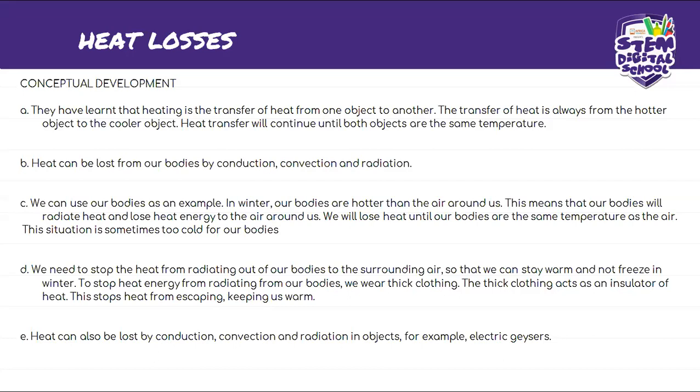To stop heat energy from radiating from our bodies, we wear thick clothing, or if you like, jackets. The thick clothing acts as an insulator of heat. This stops heat from escaping, keeping us warm. Heat can also be lost by conduction, convection, and radiation in objects, for example, electric geysers.